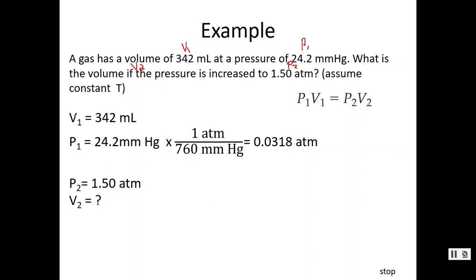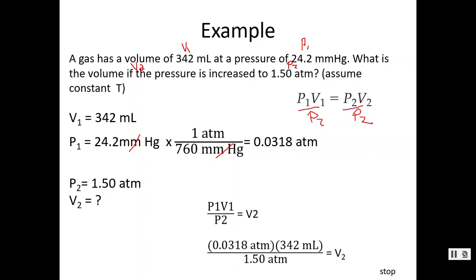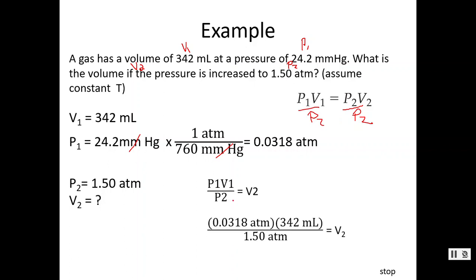So I have my initial volume, I have my initial pressure, which I have converted into atmospheres using the conversion factor between millimeters of mercury and atmospheres. I have my final pressure, I need my final volume. So I take Boyle's law and I solve it for V2 by dividing both sides by P2, which I will do messily here, but do more neatly down here.